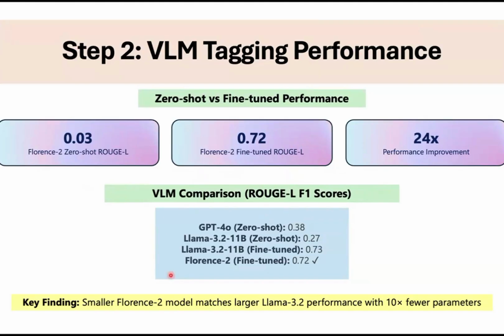When we compare it to other models which we have experimented with, we have experimented with GPT-4o and Llama 3.2 in zero shot as well, and also the adapted versions of Llama and Florence 2. As you can see in the zero shot, GPT-4o performed the best, although it was not quite good enough as a proper model to be used in production. We can see that Florence 2 was able to perform similarly to Llama 3.2 11B when fine-tuned. So the key finding was that even with fewer data points on which it was trained and being the smaller model, Florence 2 actually matches the larger Llama 3.2 performance with 10 times fewer parameters than the other.